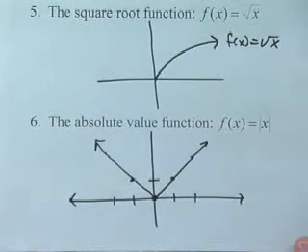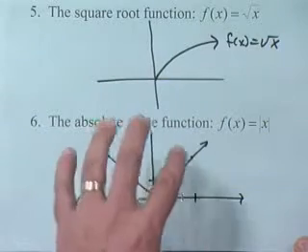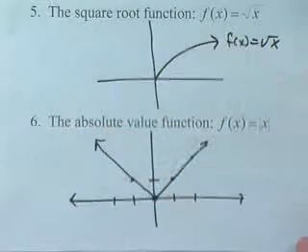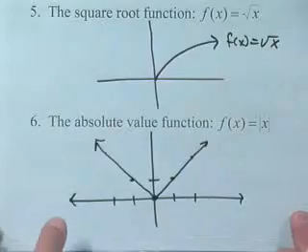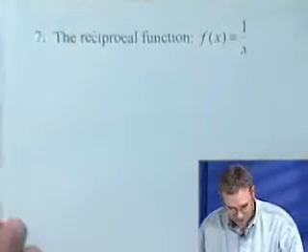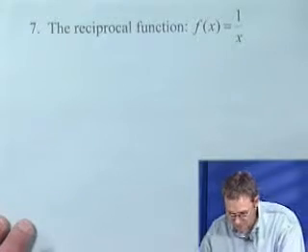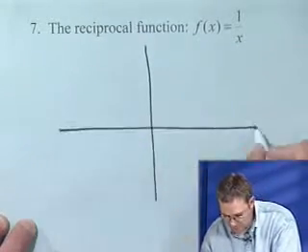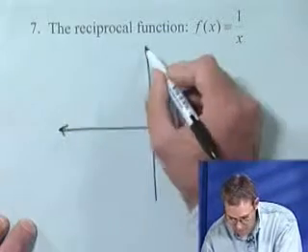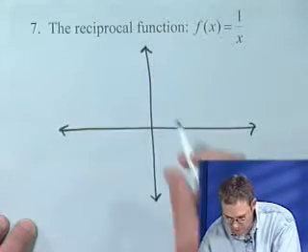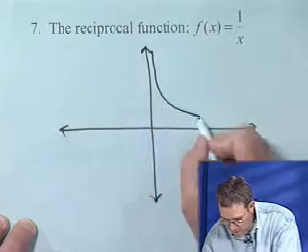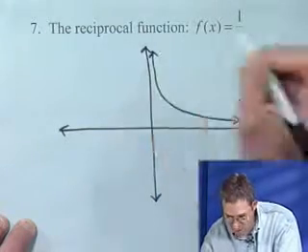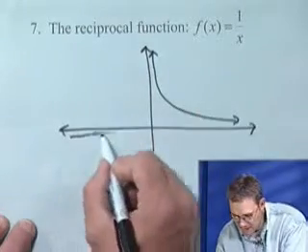Now again, it's very important that you can graph these, because we're going to take these functions and shift them around the coordinate system. And finally, the reciprocal function. f of x equals 1 over x. A reciprocal function looks like this.